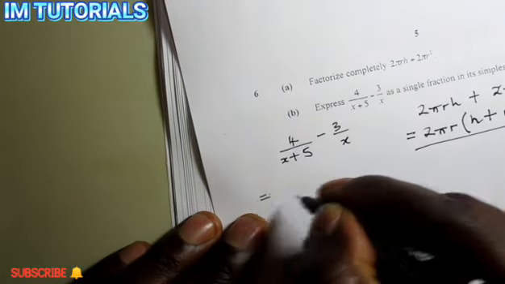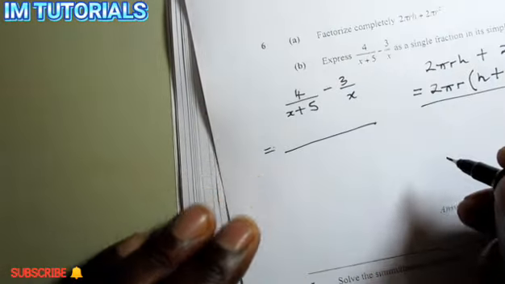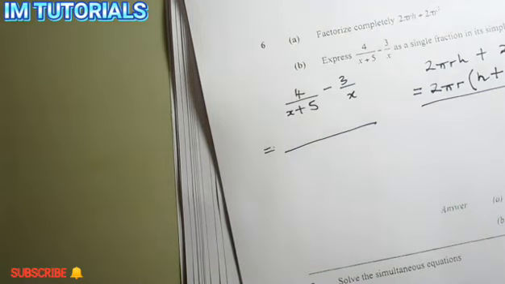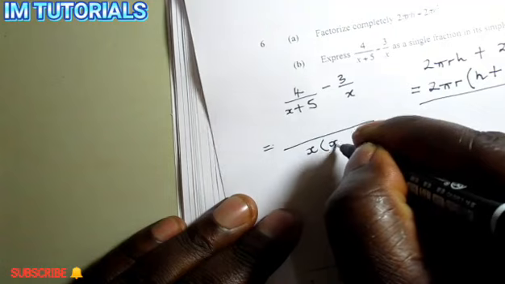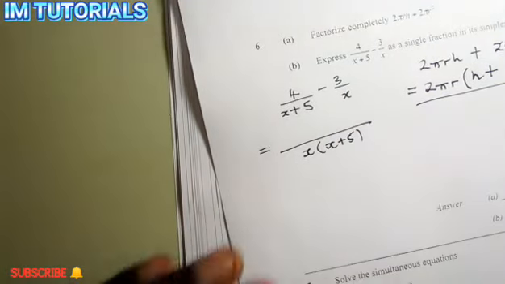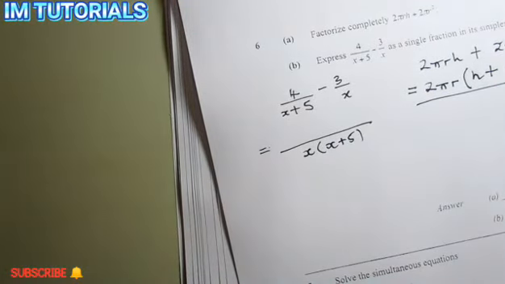The first thing to do is to identify the lowest common multiple. So the lowest common multiple is going to be found by multiplying your denominators. So you are going to multiply x and x plus 5, but you don't remove your brackets. So this is your LCM. Right, so I want you to notice something.